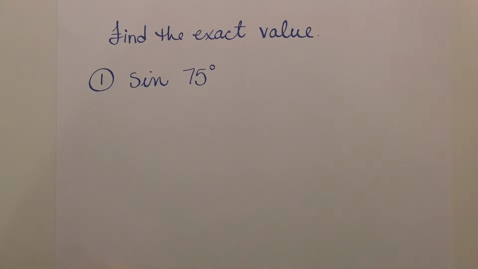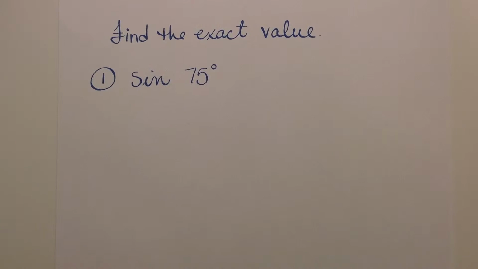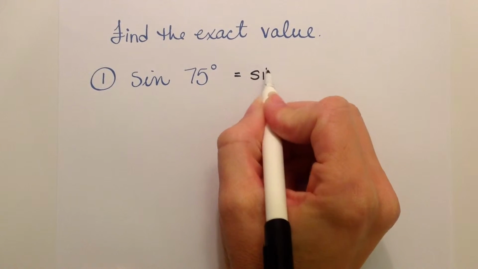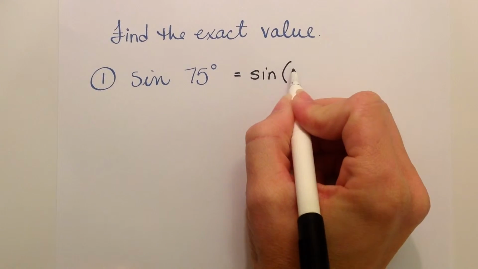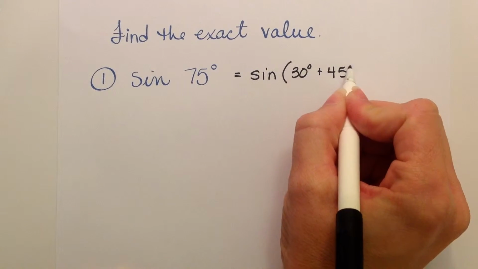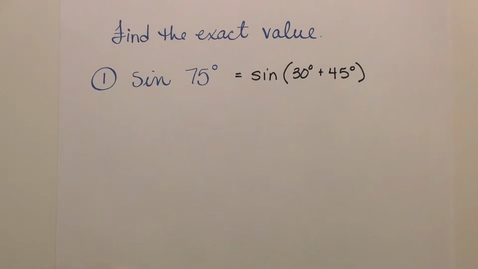Alright, so between 30, 45, and 60, what two of those numbers can you add or subtract to give you 75? And for this particular problem, that would be sine of 30 degrees plus 45 degrees. Now, since that's addition, it doesn't matter which of the two angles you write down first. You'll still end up getting the same result.